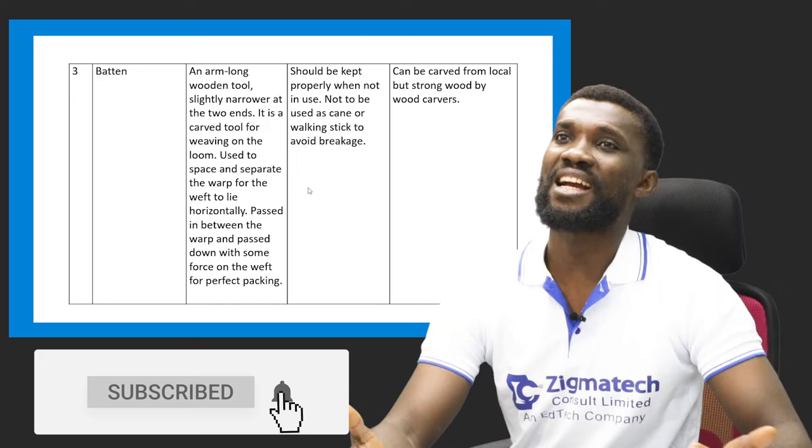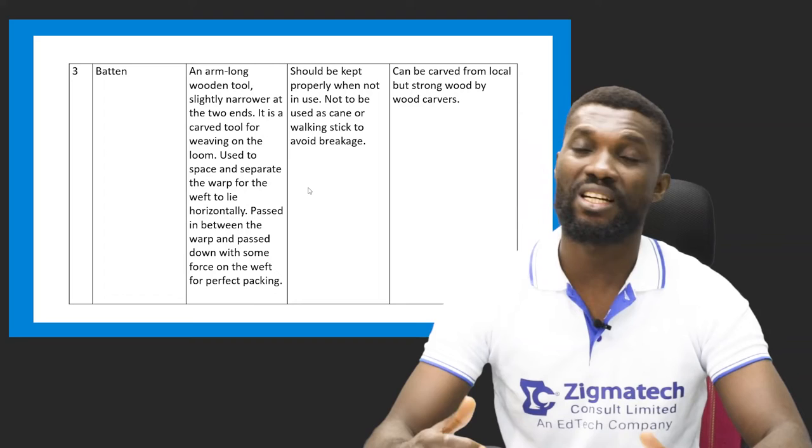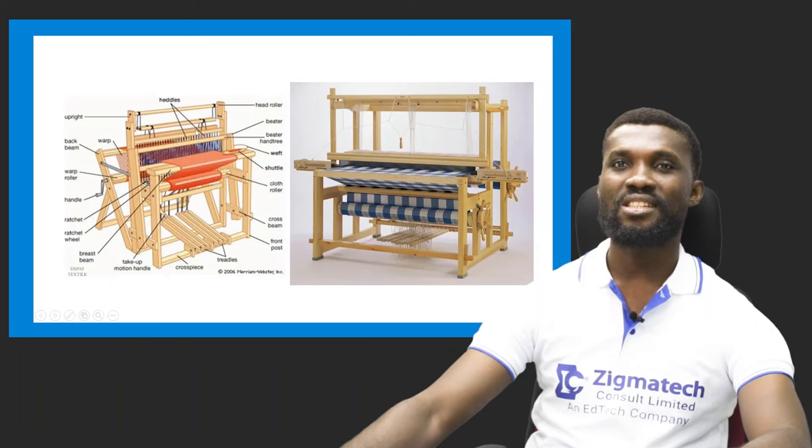Now it can be carved from local strong wood by wood carvers. You can even do that yourself. If you have a loom that you really want to work with, and you have a damaged batten, you can actually create that yourself. So what exactly is this batten? If you look at the images you have there, you can see them. Okay, let me see if I can actually point them out.